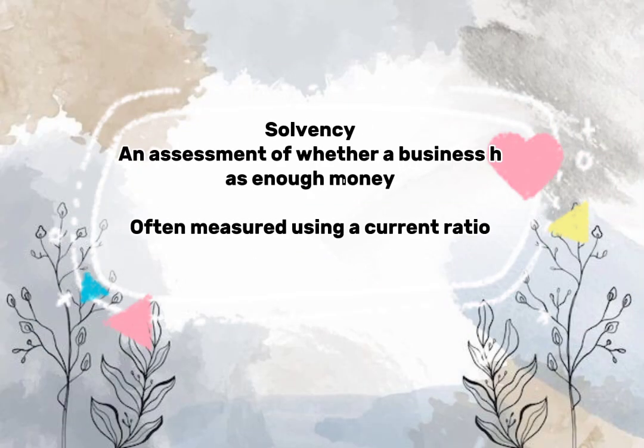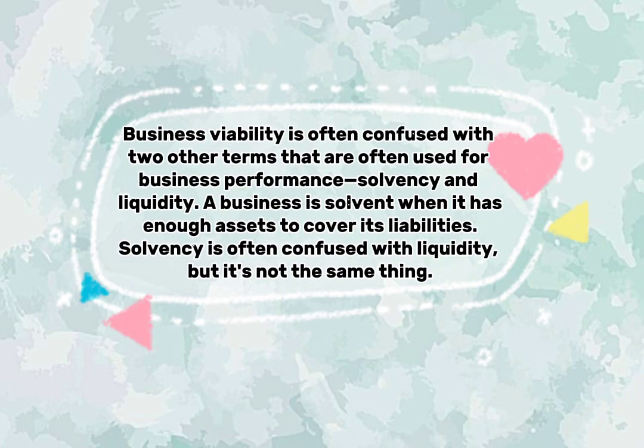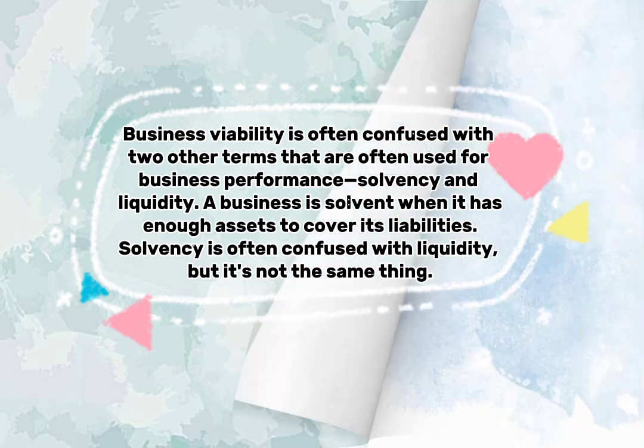Solvency. An assessment of whether a business has enough money, often measured using a current ratio. Business viability is often confused with two other terms that are often used for business performance: solvency and liquidity. A business is solvent when it has enough assets to cover its liabilities. Solvency is often confused with liquidity, but it's not the same thing.